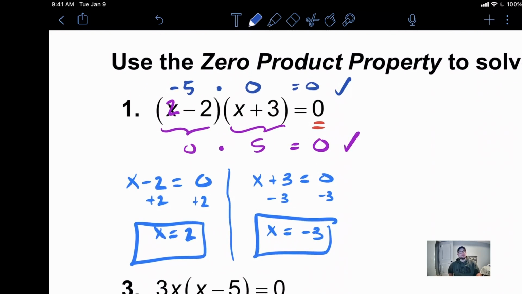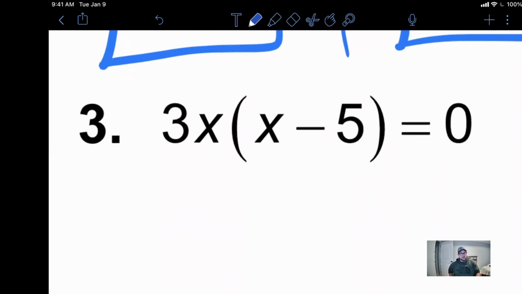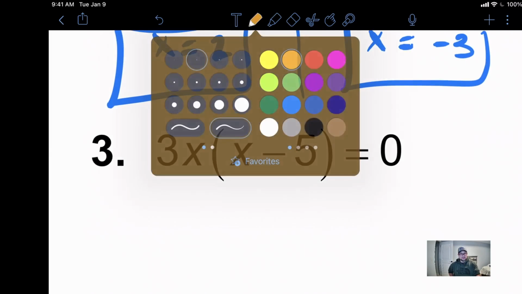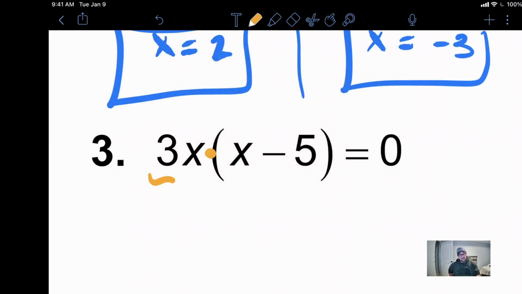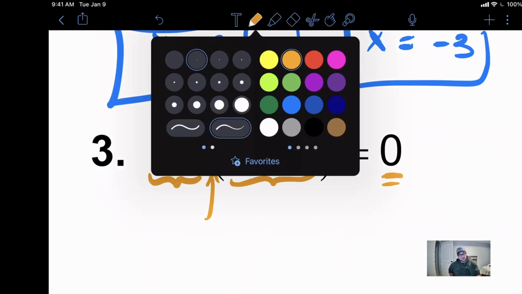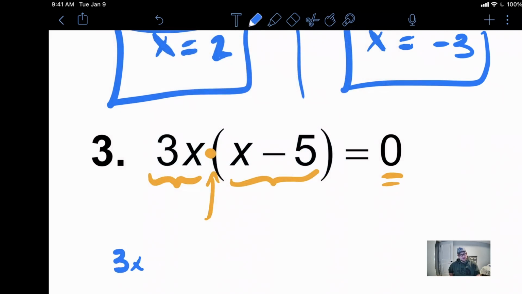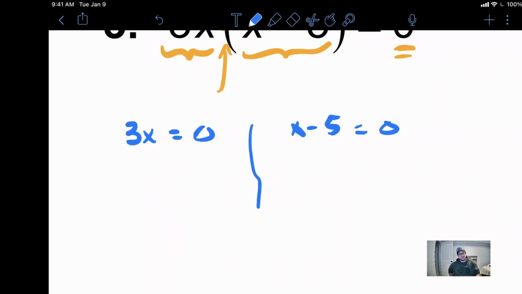Again, this happens because these two things are being multiplied together. So here's another problem, and this one is a zero product property problem too, because we have this first term being multiplied by this second term, and they equal zero. The equaling zero is the important part here. To solve this, you take each of the parts that are being multiplied, so 3x, and set it equal to zero, and then x minus 5 equals zero, and your job is just to solve. We're going to start by dividing both sides by 3. These two cancel off.